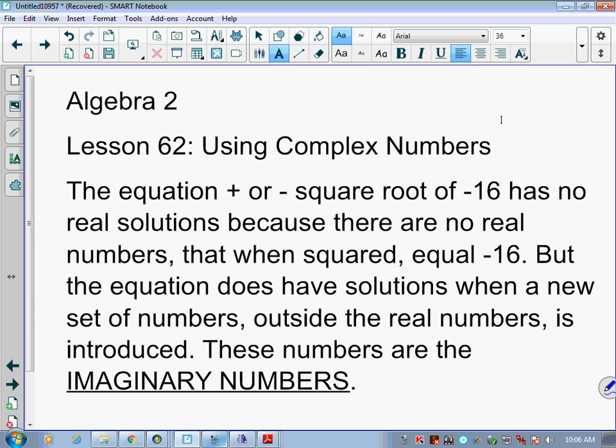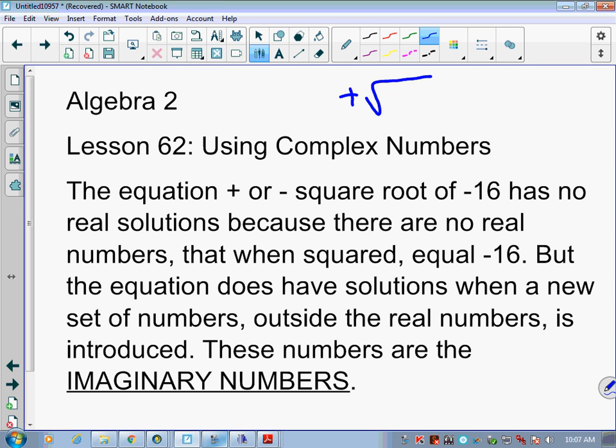So, we're going to start off here with a hypothetical. It doesn't mean that we won't actually see this, but the equation: positive or negative square root of negative 16. Normally written like this. That has no real solution because there are no real numbers that, when we square them, are going to equal negative 16. Because up to this point, we should realize that if we take a negative number and square it, we're always going to get a positive number.